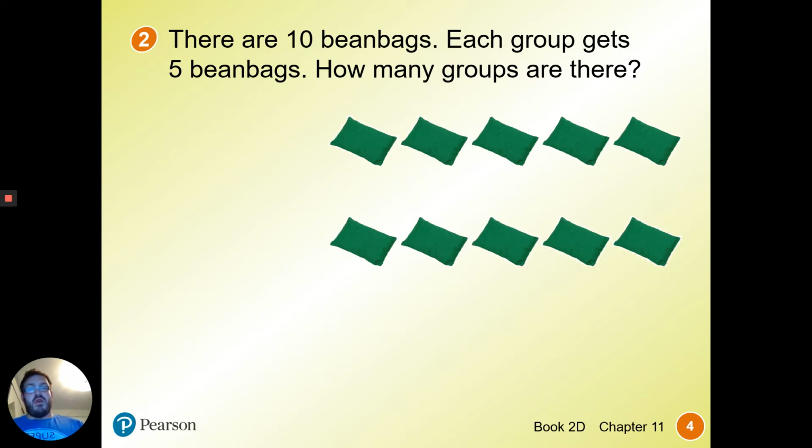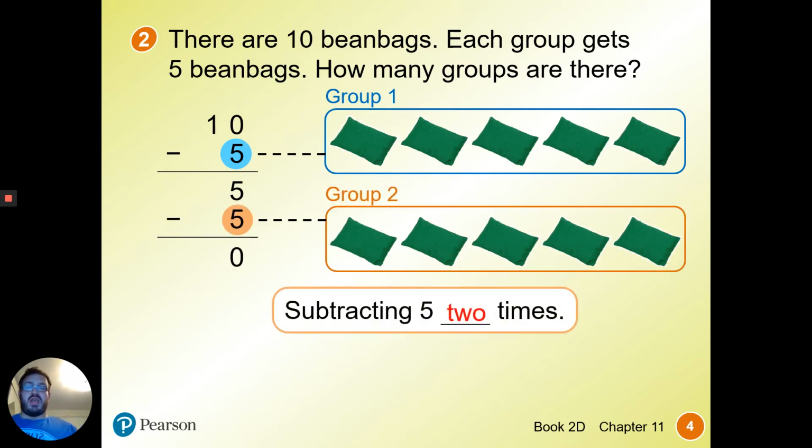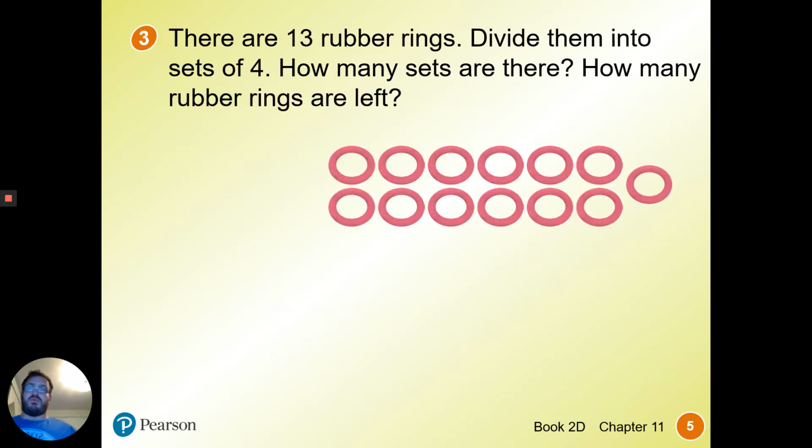We can look here, there are 10 bean bags, and each group gets 5 bean bags. So how many groups are there? Well, we've got minus 5, and we can minus 5 again, and now we've got nothing left. How many groups did we have? We had 2, so subtracting 5 2 times. So if we were to write the question in a horizontal form, it is 10 divided by 5 equals 2.